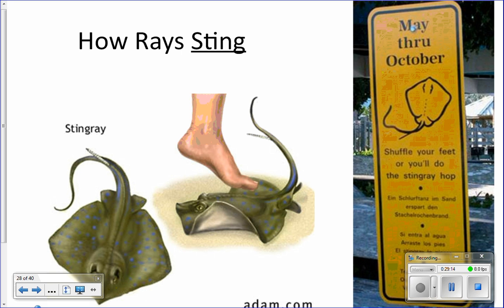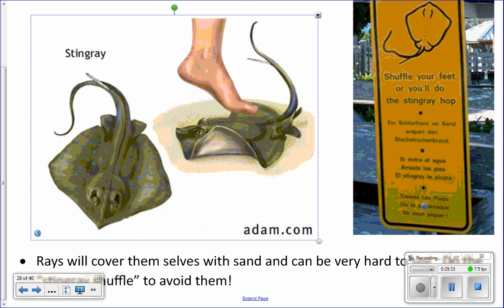And apparently, it's super painful to be stung by a stingray. I've never been stung by a stingray, but it's supposed to hurt like crazy. And their venom can actually make it so that the wound takes a while to heal, right? So it can take a couple months to heal, or longer. Let me show you a video.